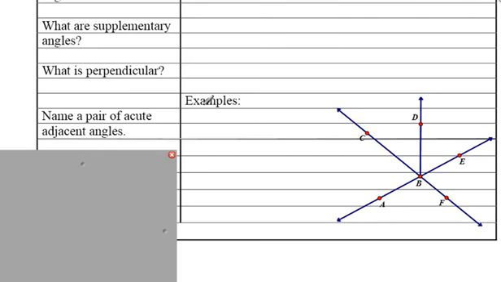Name a pair of acute adjacent angles. So adjacent, we just learned, are angles that are right next to each other. They share a common side. So if you can see acute angles that are right next to each other, we have angle CBD is next to angle DBE, and it's clear that each of them is less than 90 degrees. So a pair of acute adjacent angles would be CBD and angle DBE.